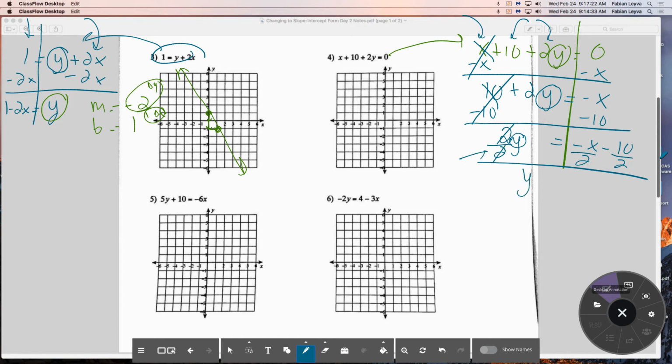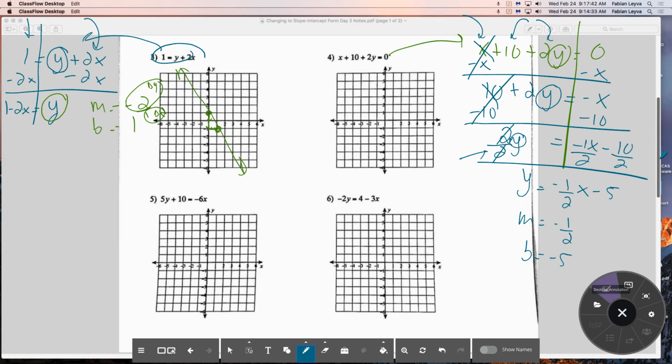These cancel out. You're left with y is equal to, now what is the coefficient of this x? It is a 1. It helps me see that I have a negative 1/2 x. And then negative 10 divided by 2 is a negative 5. Now you can see that your slope is a negative 1/2. The y-intercept is a negative 5.